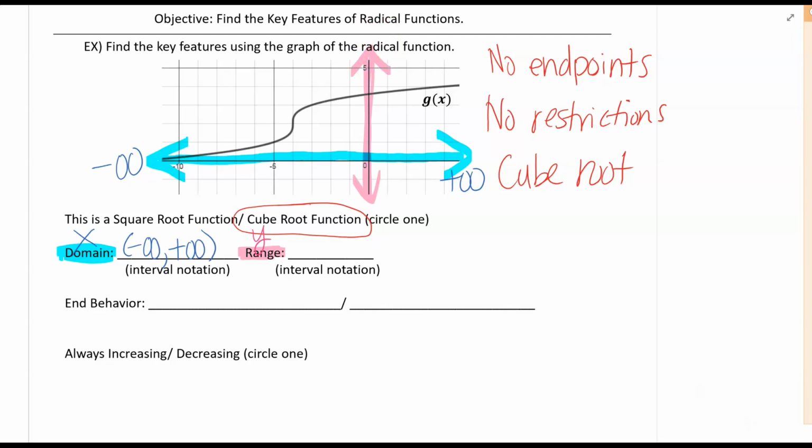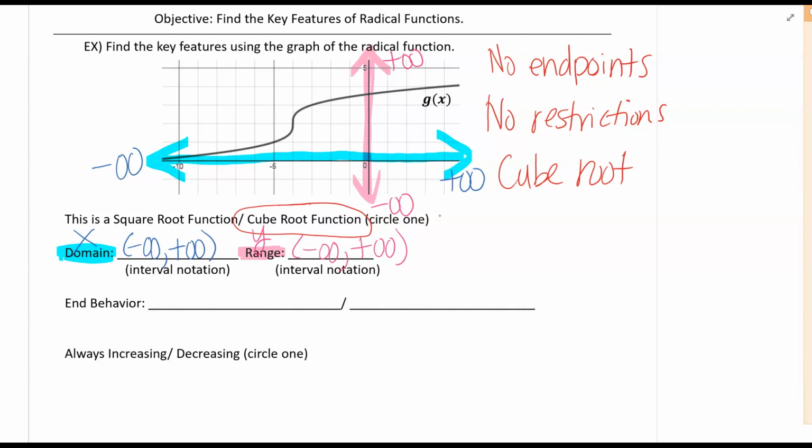It goes down forever to what? Negative infinity, and up forever to positive infinity. And the range we write from bottom to top. So the bottom value is negative infinity, and it goes forever to the top value, which is positive infinity. Okay.